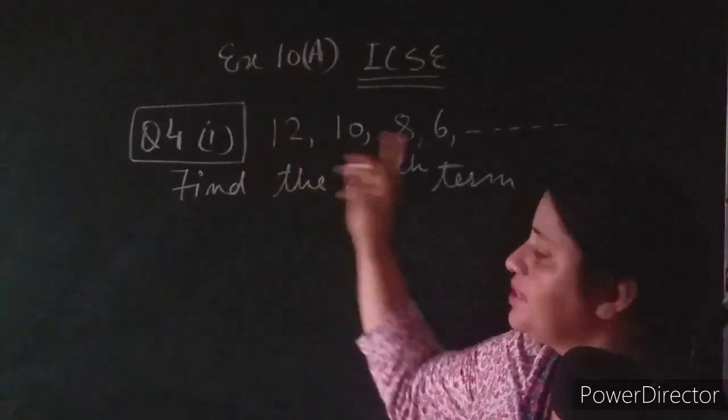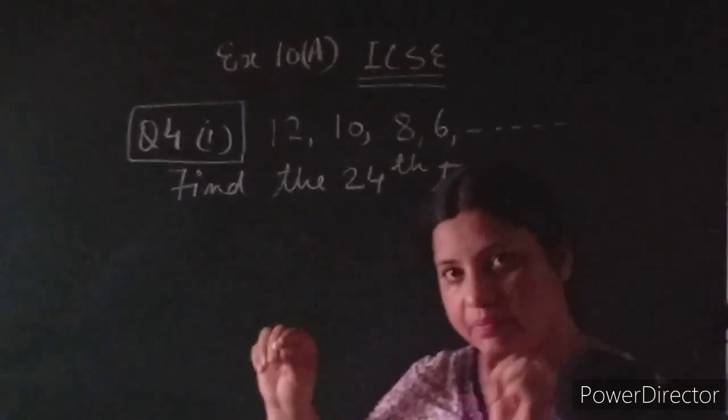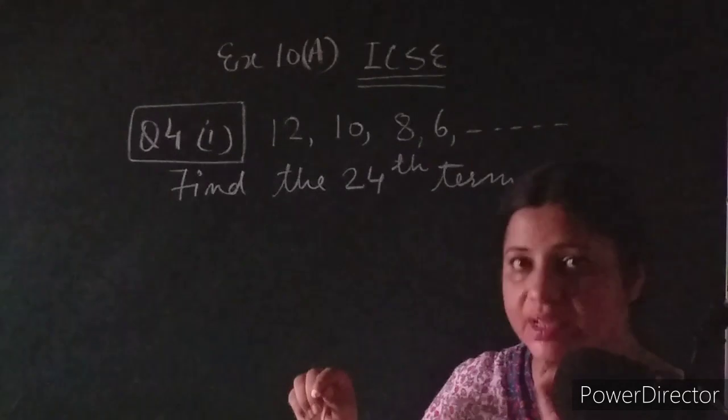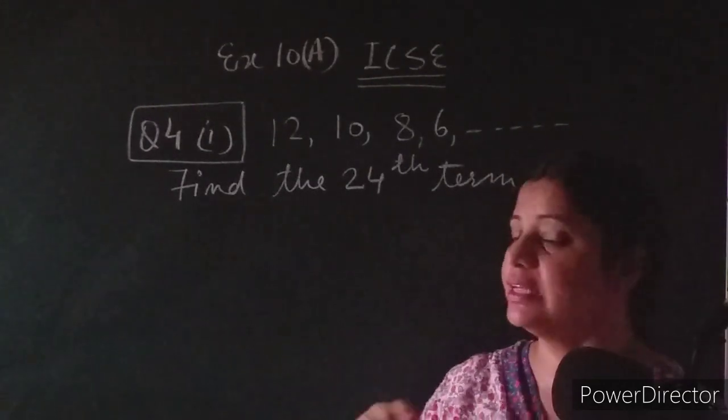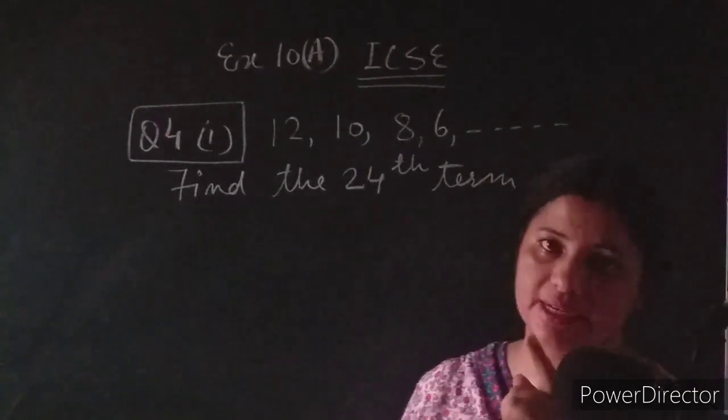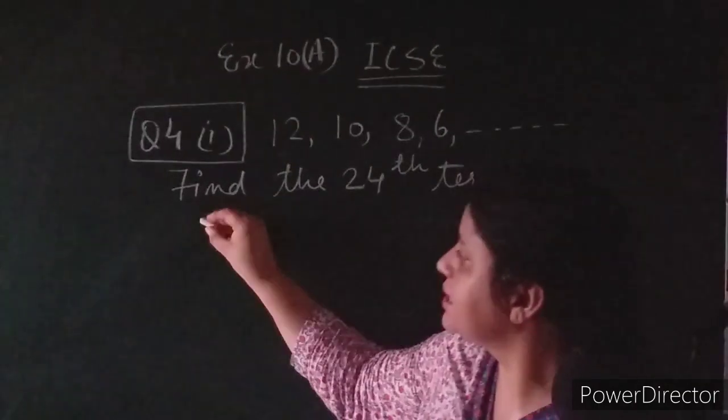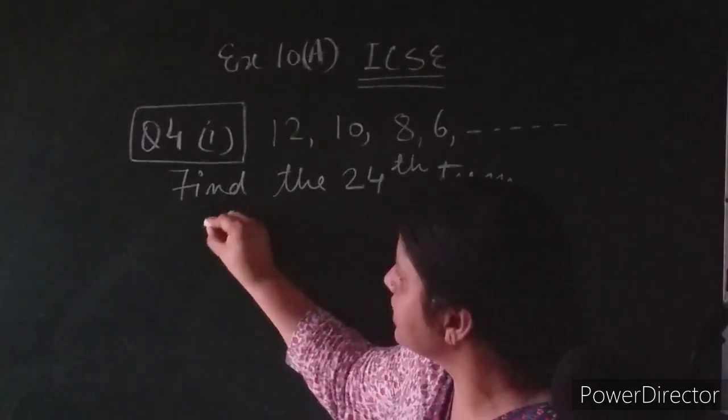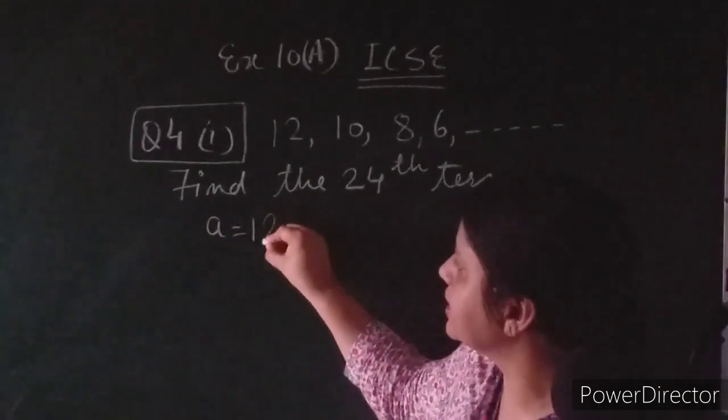Whenever an AP is given, always remember to write the first term and the common difference first of all, and only then proceed with any question in AP, right? So my first thing is, the first term here is 12. So I will write A is equal to 12.